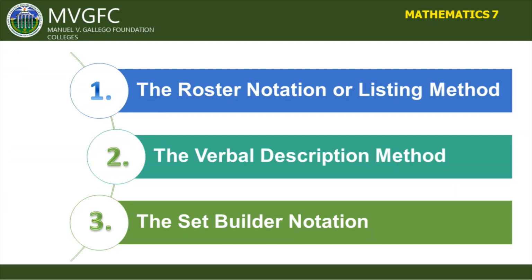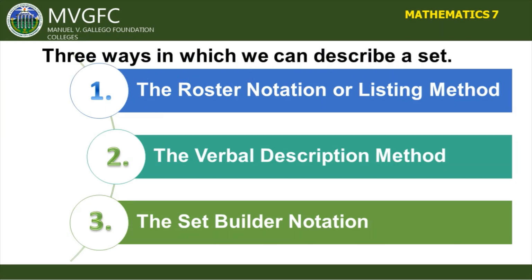Okay, so aside from the description of sets, we also have the notation of sets, which identifies the ways on how we can describe a particular set. So there are 3 ways in which we can describe a set as follows. For number 1, we have the roster notation or listing method. For number 2, we have the verbal description method. And for number 3, we have the set builder notation.